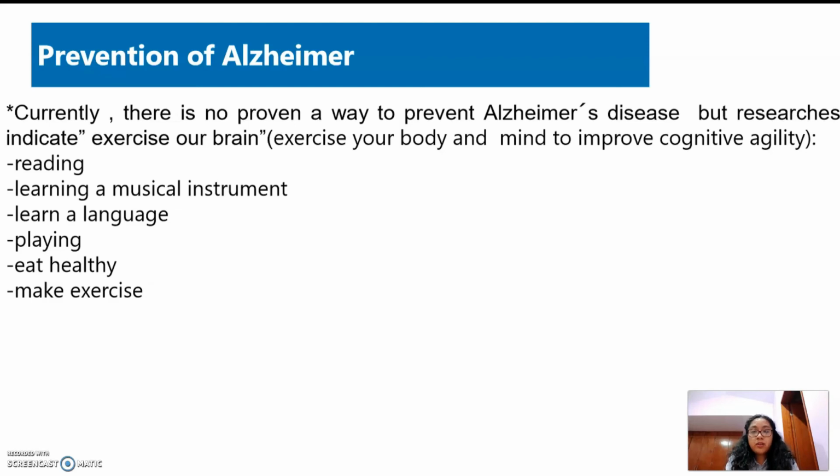Prevention of Alzheimer's. Nowadays, there is no proven way to prevent Alzheimer's disease, but researchers indicate we need to exercise our brain. And what do I mean when I say exercise our brain? Well, doing activities that will help us to maintain the synapses between our neurons or create new ones. For example, reading, learning a musical instrument, learning a language, playing games, eating healthy, and exercising could make a great difference. So, we will prevent the apoptosis and the Alzheimer's.